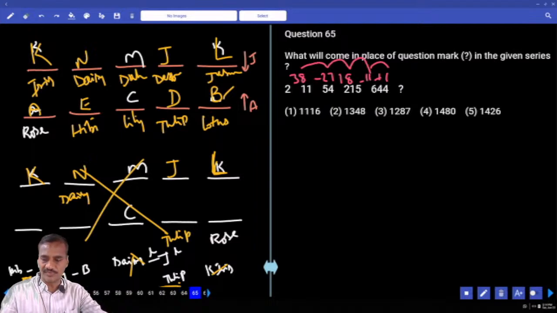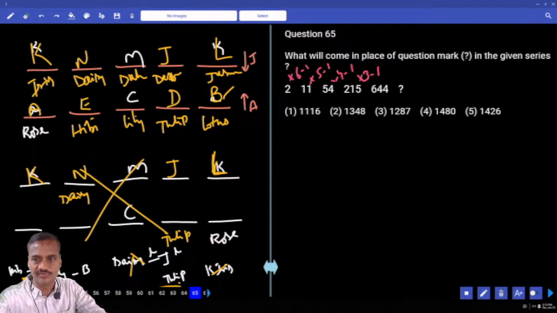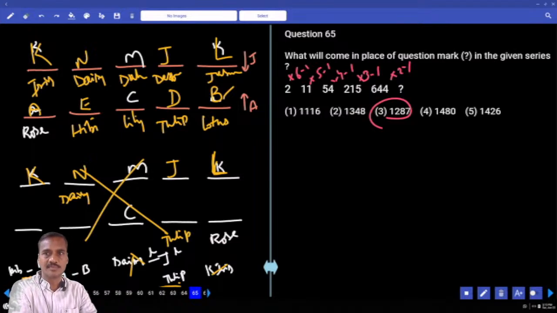Then finally 65. 65 started with 2, then 1100, 1300. Numbers are increasing at a much faster rate, hence it must be a product or combination. 2, 11, 54, what to do? 215. Here what to do? Into 3 minus 1 gives 645 minus 1. Now 54 into 4 minus 1. Here write into 5 minus 1, into 6 minus 1. 6, 5, 4, 3, 2 minus 1. That is 1288 minus 1, which is 1287. Choice 3 for 65. Clear? Now this is about question numbers 60 to 64.